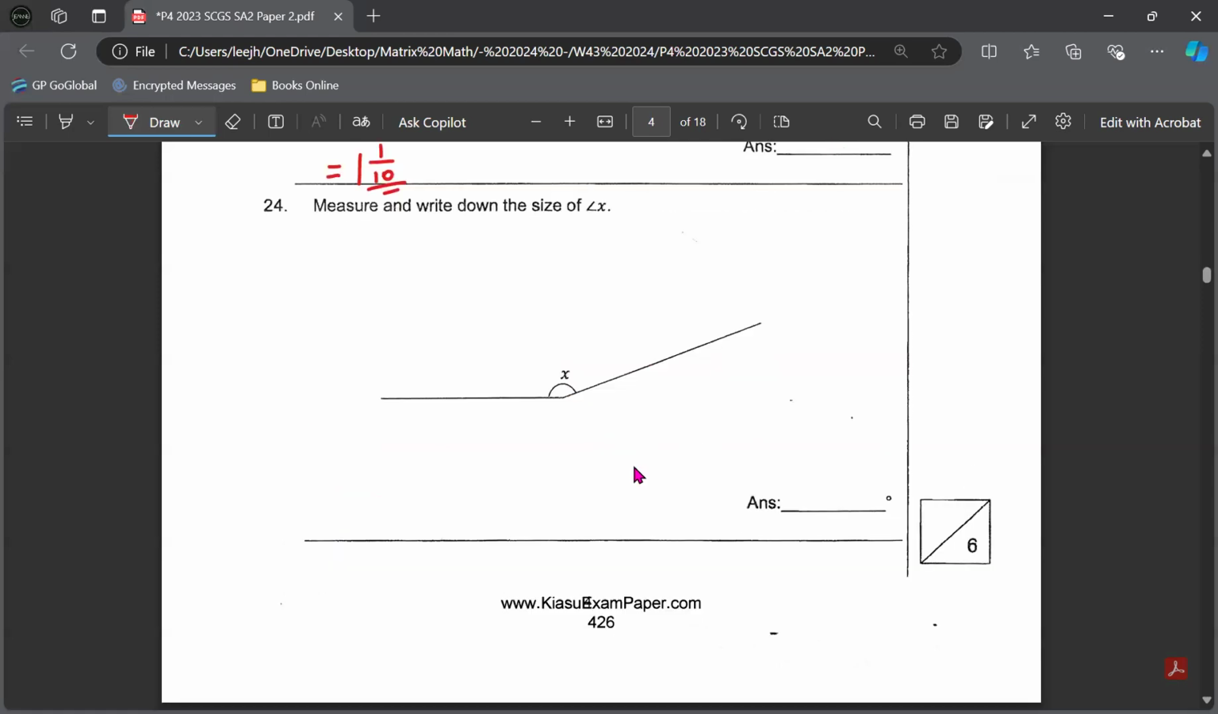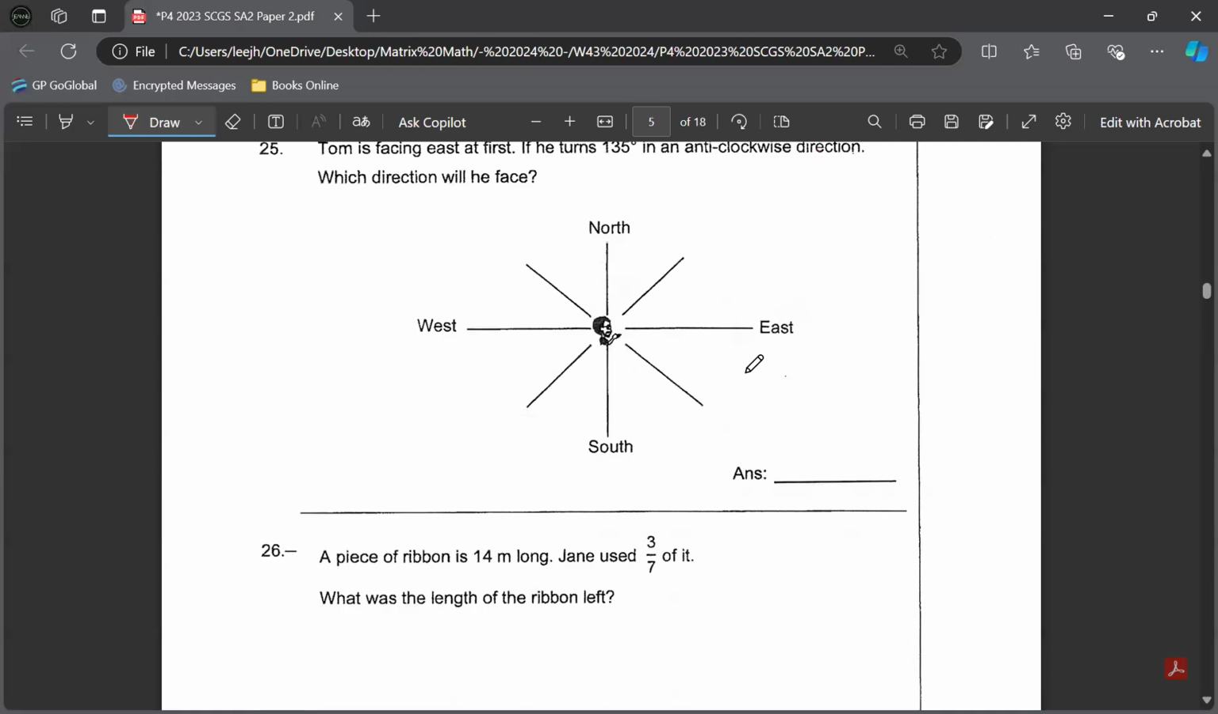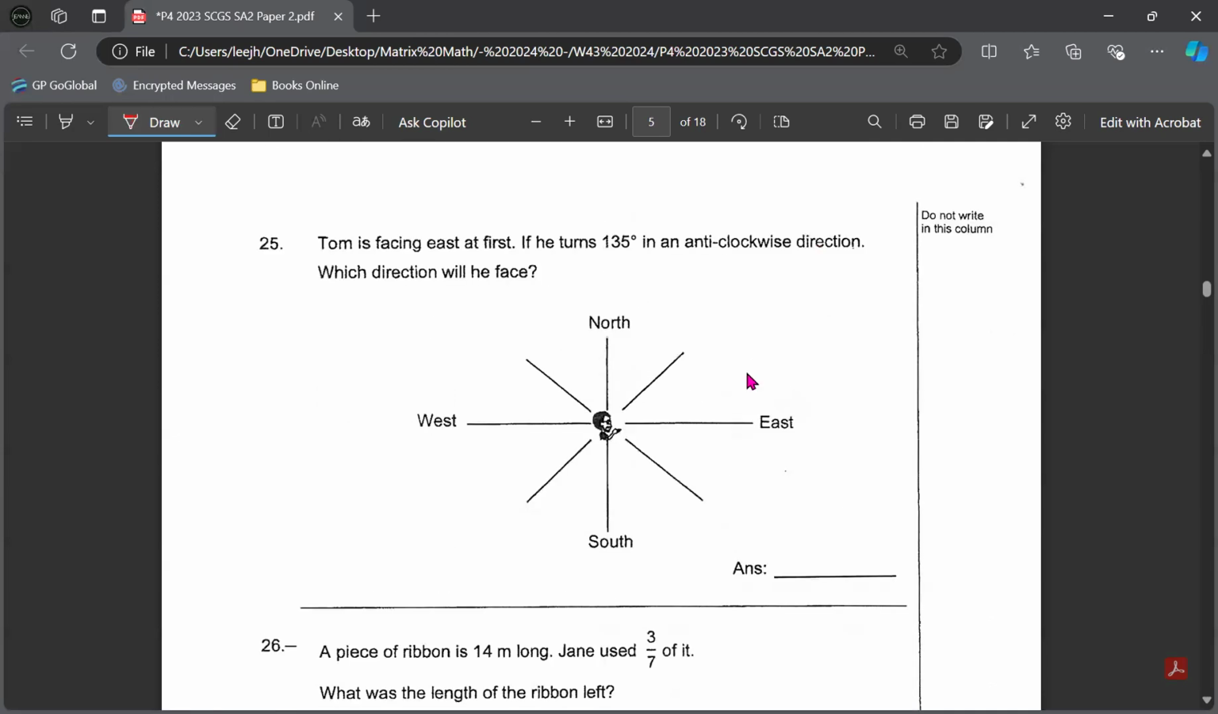Question number 24, measure and write down the size of angle X. So I want this one. Okay, the answer is 160 degrees. But if you're not sure how to read, I cannot put a protractor here now, you see. So if you're not sure how to read, please approach your teacher. Understand? Okay, then your teacher will show you. Okay, 25. Tom is facing east at first, where east is here. If he turns 135 degrees in the anti-clockwise direction, which direction will he face? 135 is actually 3 groups of 45.